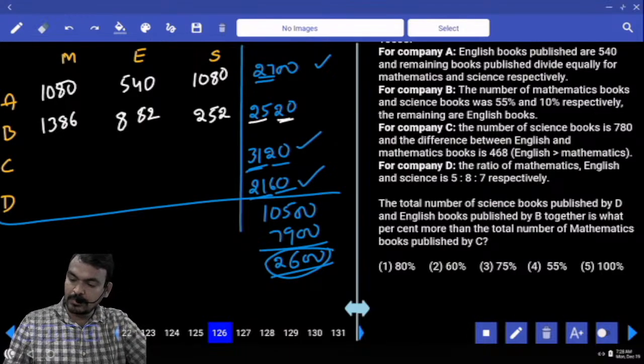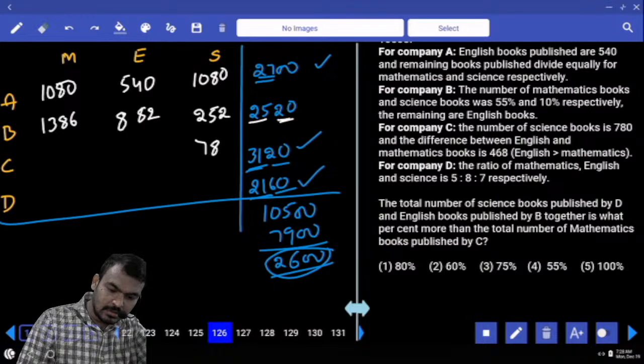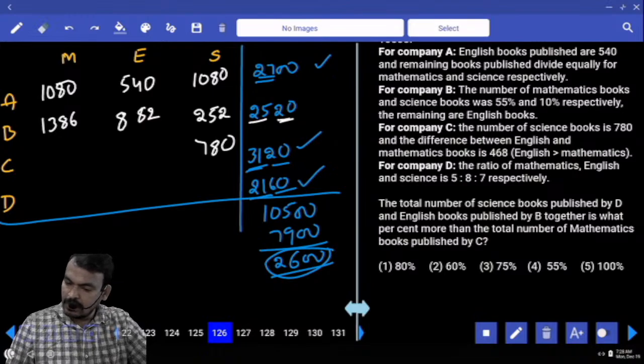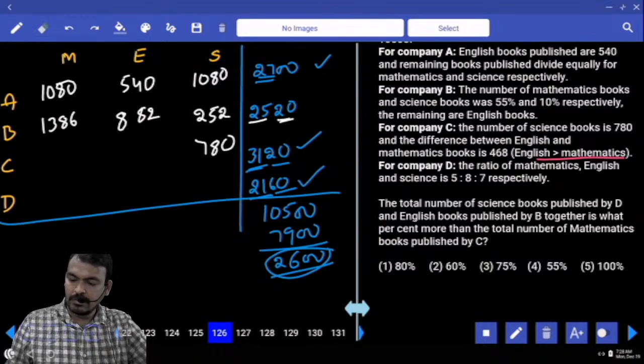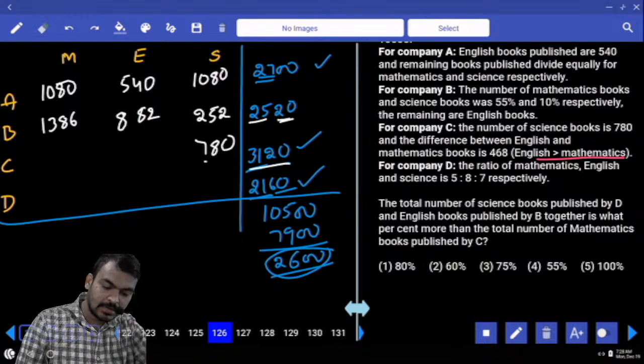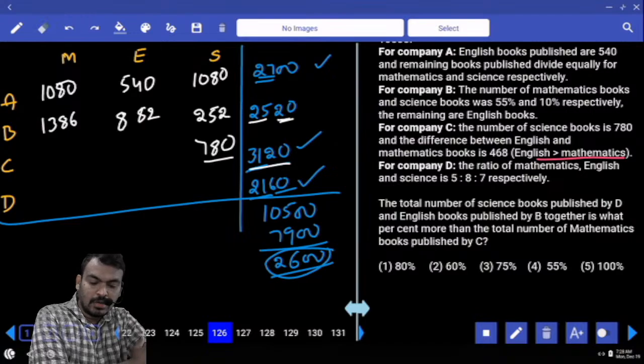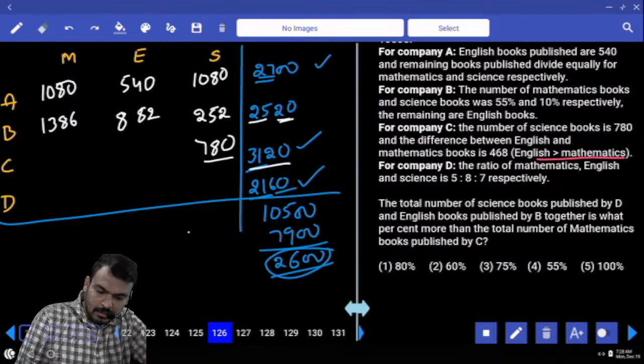The number of science books is how much? 780. 780 is which one? Science books. And the difference between the English and mathematics books is how much? 468. But English is more than which one? Mathematics. Out of 3120, we are subtracting 780. We get the remaining books, or not? 120 minus 80, 40, or not?